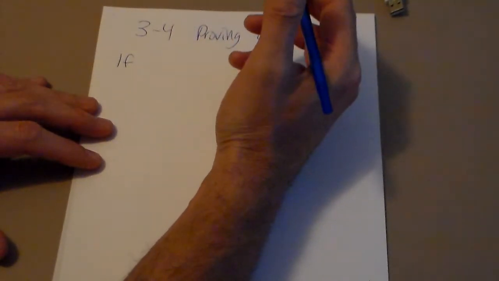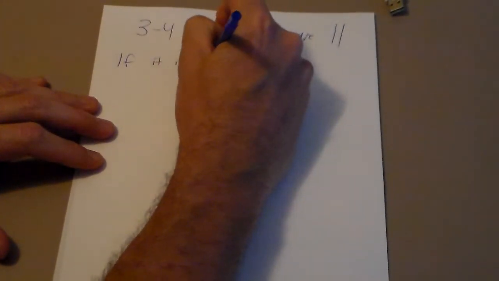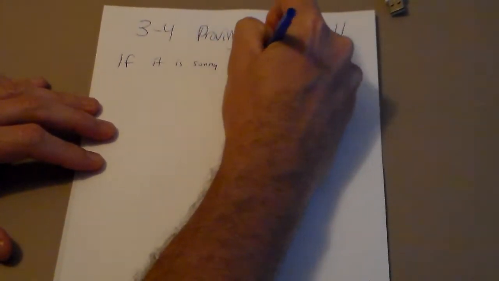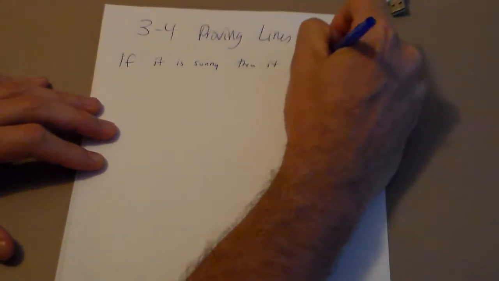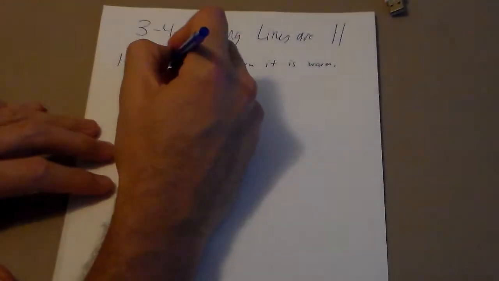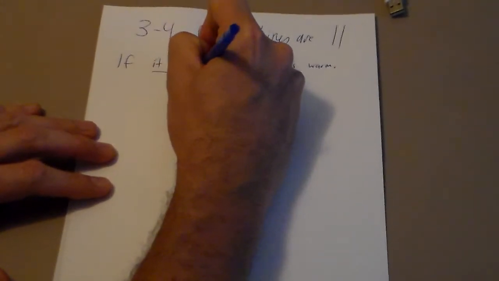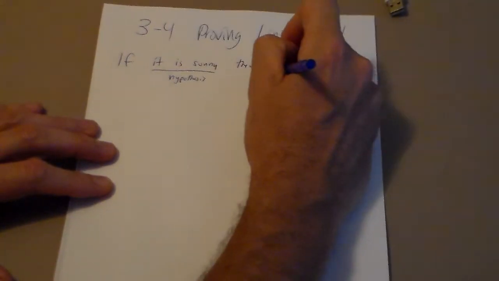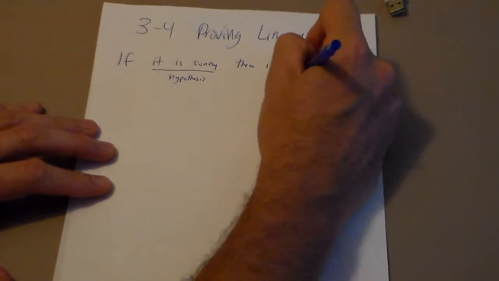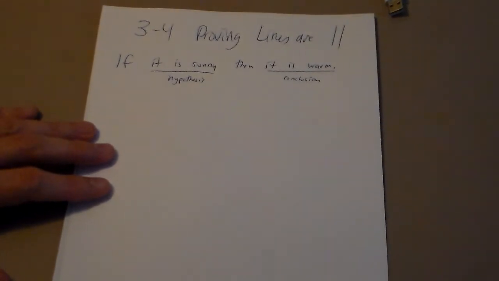A conditional statement is one that has an if and a then. If it is sunny, then it is warm. That's just an if-then statement. The part after your if is called a hypothesis, and the part after the then is called your conclusion. So I say, if it is sunny, then it is warm.